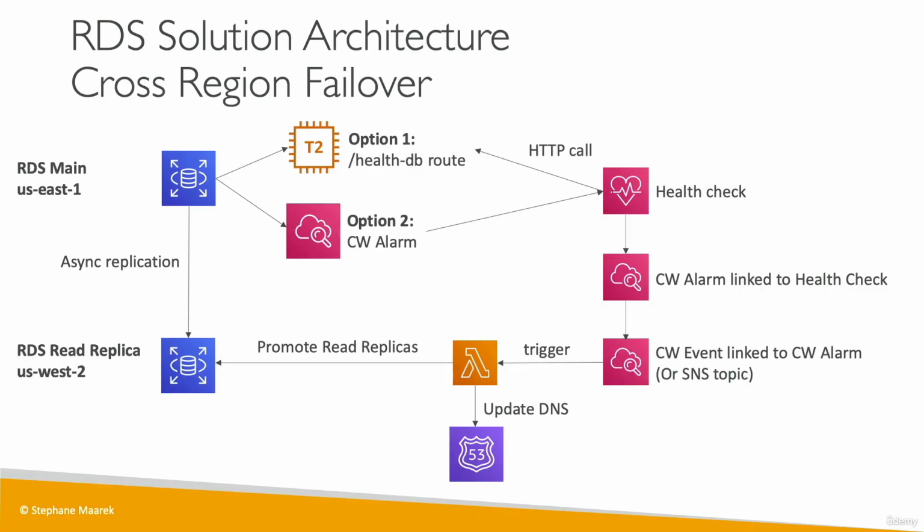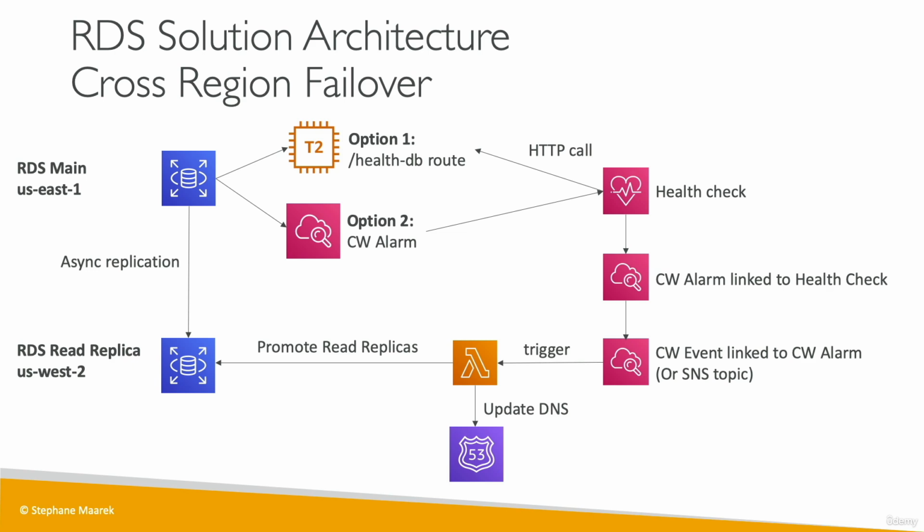Finally, one solution architecture we've already seen, which is how to do a cross-region failover with RDS, would be to check the database health either using an instance, for example, that has a /healthdb route to check, or a CloudWatch alarm. These things would be checked by a Route 53 health check that would be linked to a CloudWatch alarm, and that would trigger a CloudWatch event. And this CloudWatch event would trigger a Lambda function whose role would be to update a Route 53 DNS for the database and also promote a read replica that is maybe in another region.